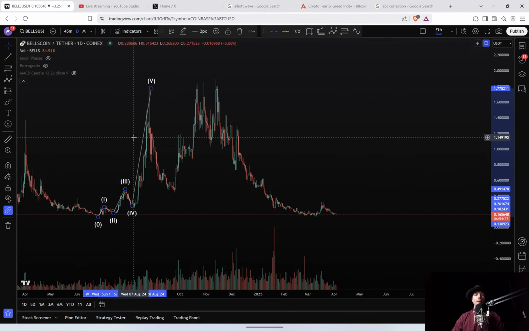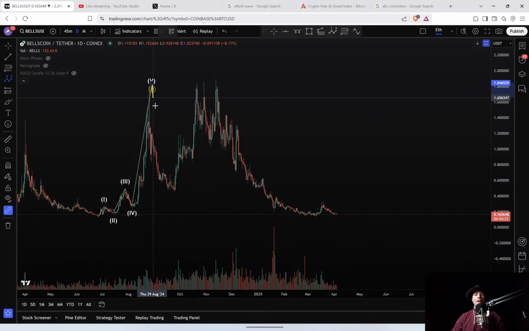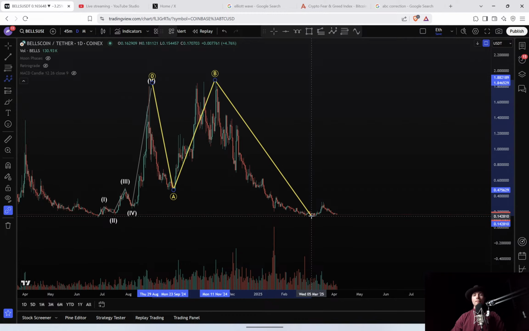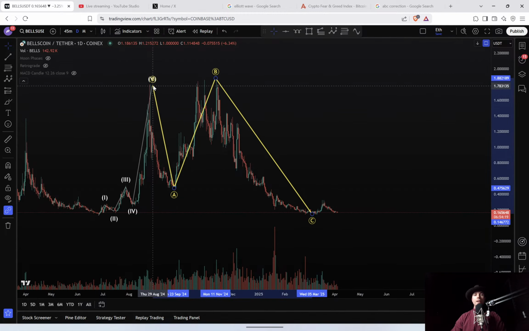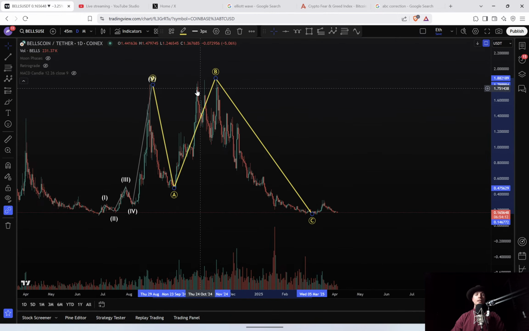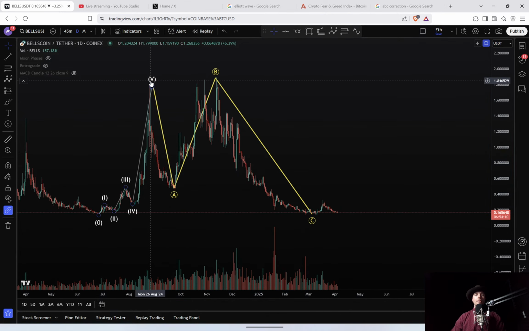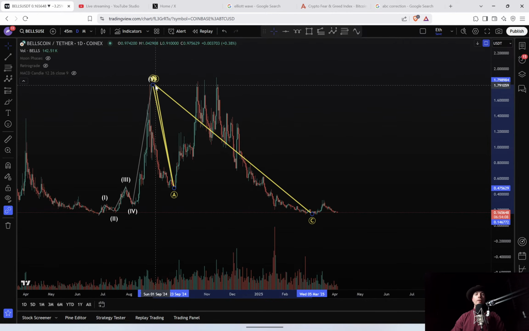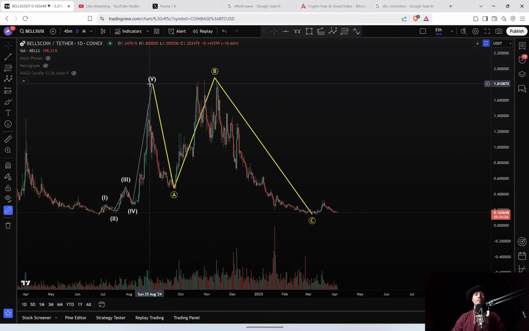And you can see that we do have 5 waves up here, and then we do have an ABC correction down, right? So 5 waves up and an ABC correction down. Very classic Elliott wave structure. This is an expanded flat too, which is why wave B goes up over the top of wave 5 right here. It's because it's an expanded flat correction.